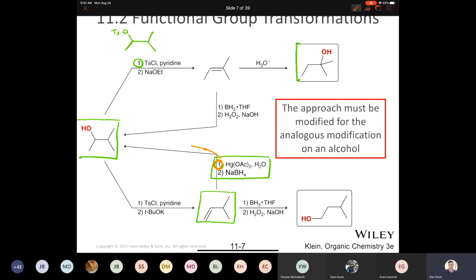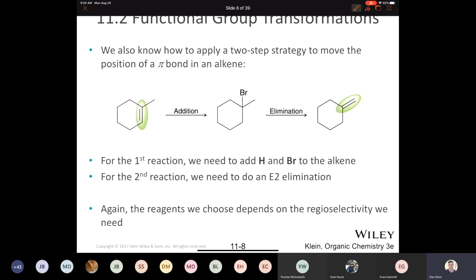Absolutely. Okay, so Diego and Andrew put in their answers, and they're both correct. It's to avoid a carbocation rearrangement. Let's write it down here. Avoids carbocation rearrangement. Absolutely, absolutely. All right, let's move on to the next one.